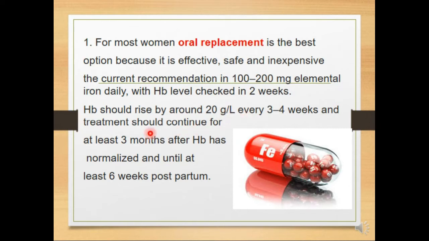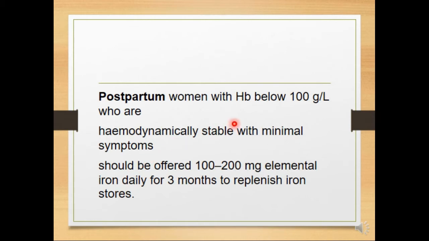And then, when the hemoglobin is corrected, continue for at least 3 months after normalization, until at least 6 weeks postpartum. Postpartum women with HB below 100 gram per liter who are hemodynamically stable with minimal symptoms should be offered 100 to 200 mg of elemental iron daily for 3 months to replenish iron stores.